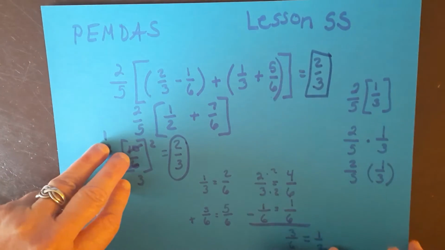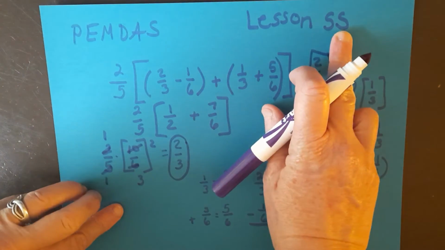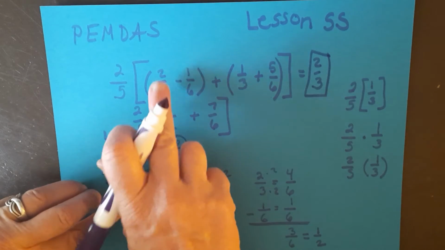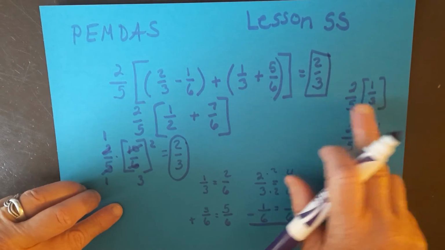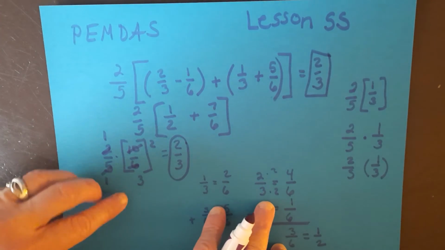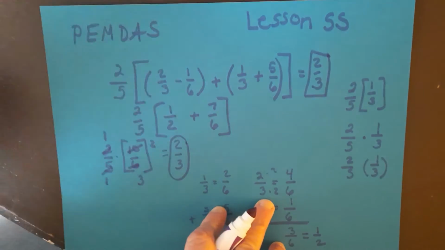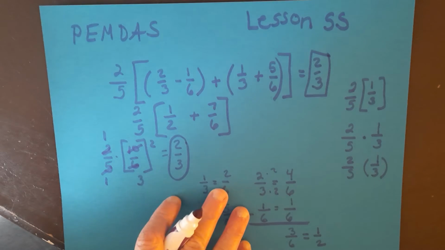Okay, so that's basically what lesson 55 is. It's just remembering to do the parentheses first, and that when there's a bracket next to something, it means multiplication, but you do that after you do what's in parentheses. So we're going to go ahead and go on to lesson 56.